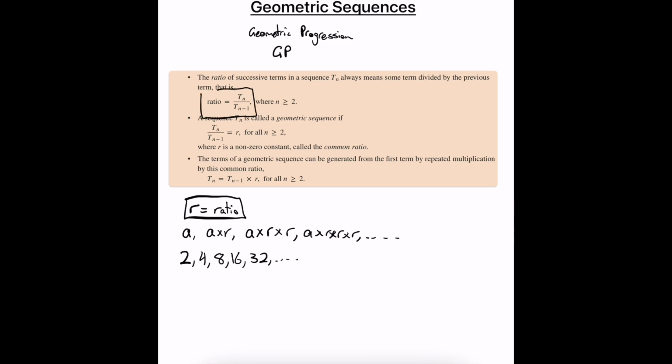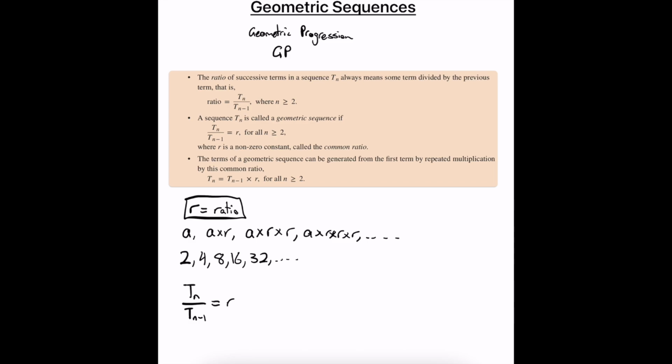So essentially what they write here. So we have this Tn, which refers to the nth term. And when we divide that by the n minus 1th term, which is just the term immediately before the nth term, we will get this R, this common ratio.